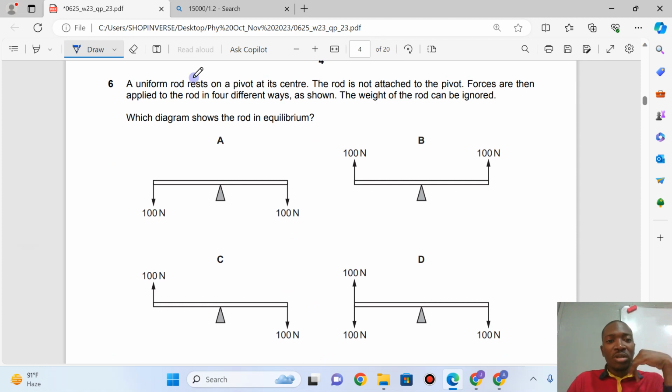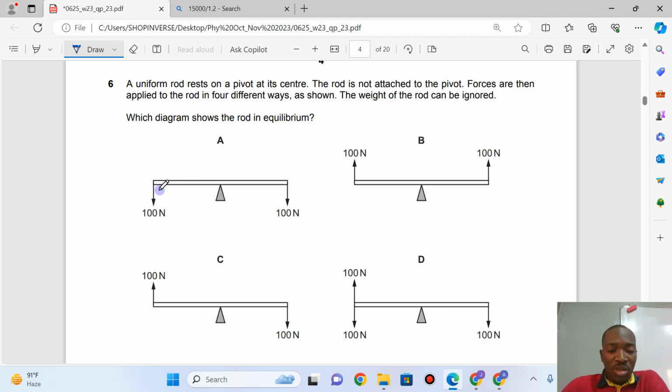Number 6, a uniform rod rests on a pivot at its center. The rod is not attached to the pivot. Forces are then applied to the rod in 4 different ways, as shown. The weight of the rod can be ignored. Which diagram shows the rod in equilibrium? For an object to be in equilibrium, the resultant clockwise moment must equal the resultant anti-clockwise moment, okay? You can just say the resultant moment must equal zero. The resultant force must equal zero.